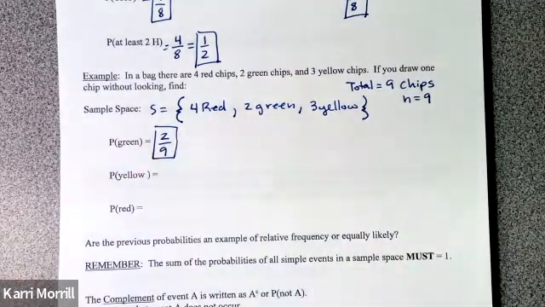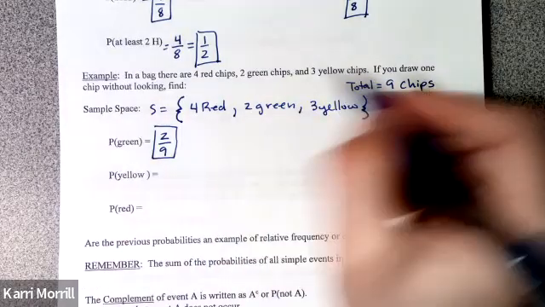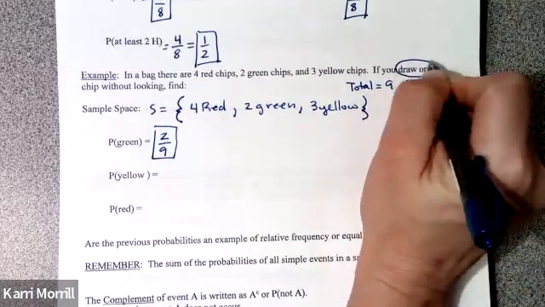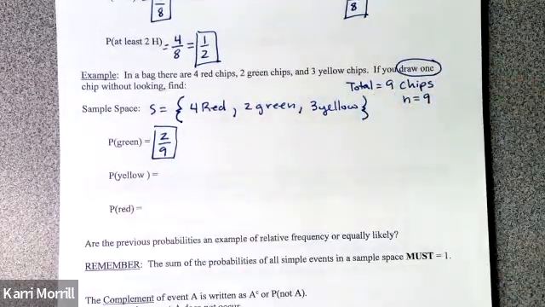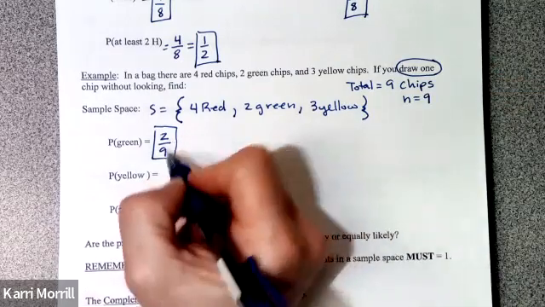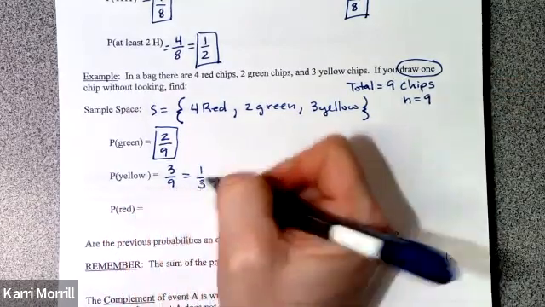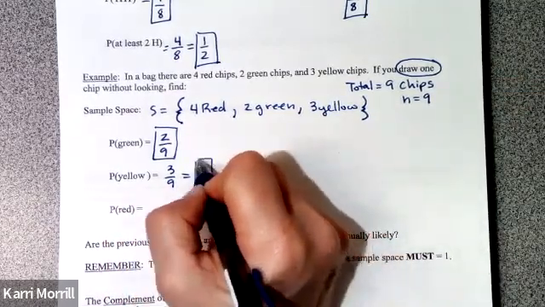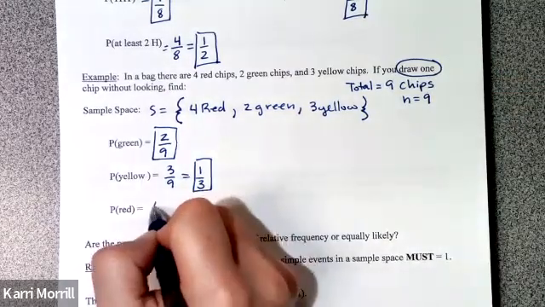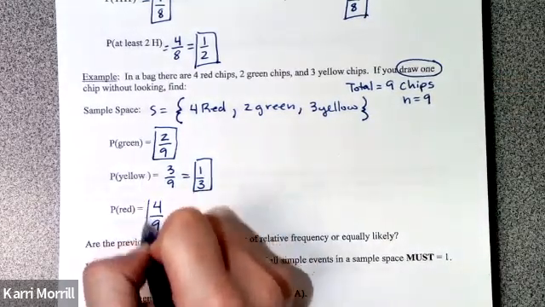So you're just going to pull out a chip. What's the chance if you draw 1 without looking, no bias? Yellow, there are 3, so 3 out of 9, which could reduce to a 1/3 chance. And red, there are 4, so 4 out of 9.